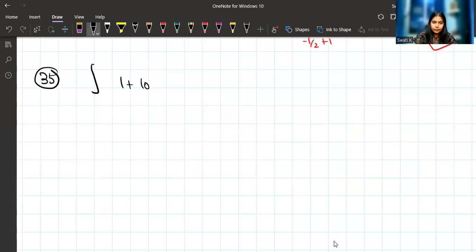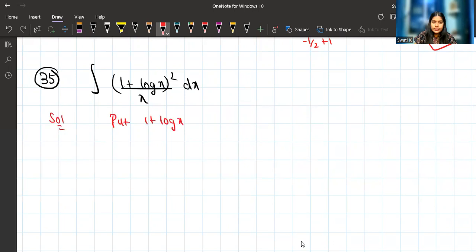Integration of 1 plus log x whole square upon x dx. Now this is very simple. You simply put 1 plus log x as t. So if you put 1 plus log x as t and do the derivative, 1 is 0, derivative of log x is 1 upon x, so 1 upon x dx equals dt. So for this particular 1 upon x dx, we have dt.